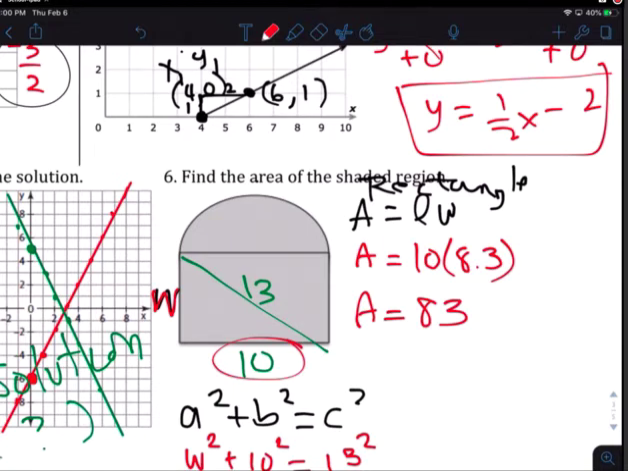I'm not sure what your paper says. I think it is in yards. This is yards. So this is yards squared.